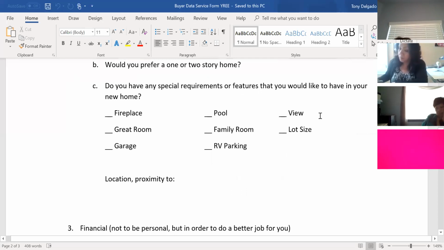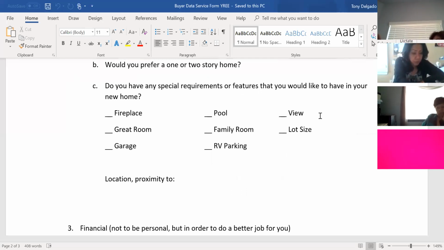Some other features. Are you looking for a fireplace, pool, view? Just some questions to ask. Location or proximity to family, babysitters, job, work. Maybe mama works east, I work west, we want somewhere central. I don't know, whatever it might be, okay?